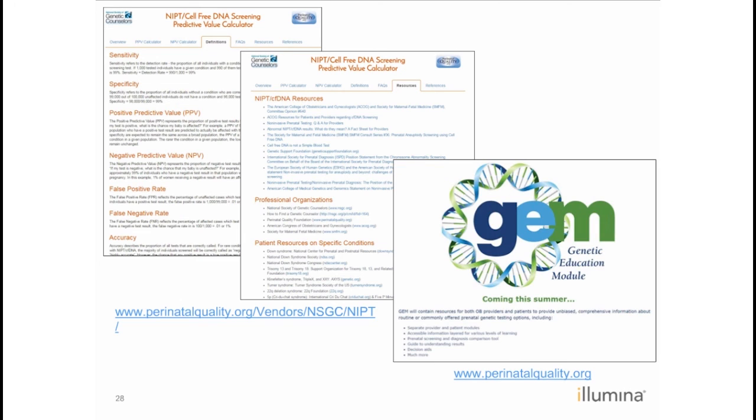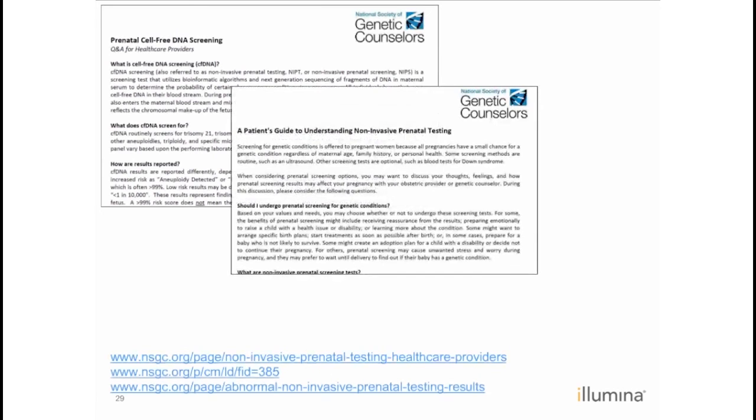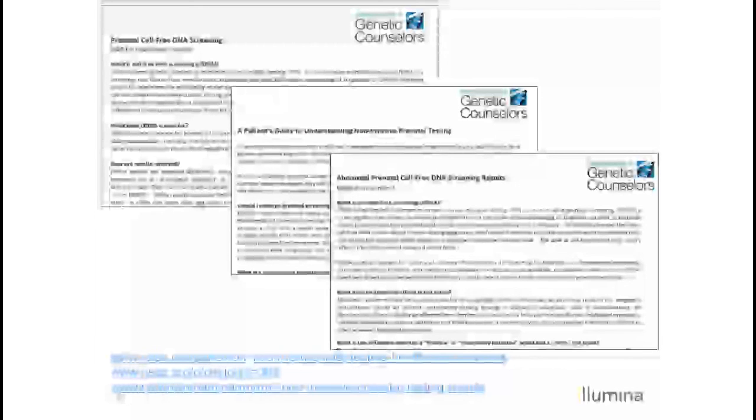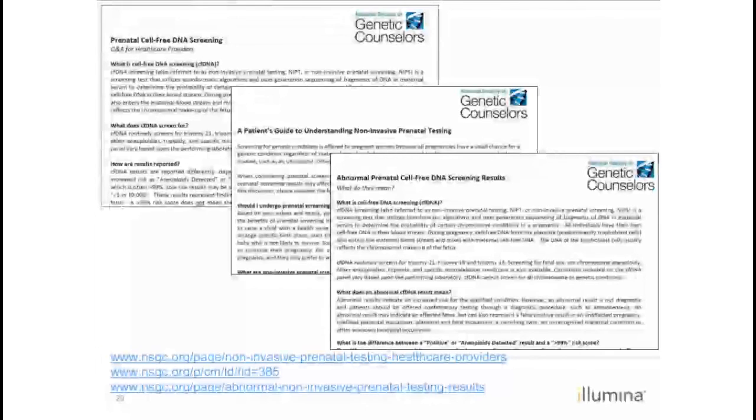Another potential resource will be the Perinatal Quality Foundation's Genetic Education Module, or GEM as it is referred to, for providers and patients. And the National Society of Genetic Counselors has also developed helpful handouts for providers and patients. These handouts are available on the NSGC website.